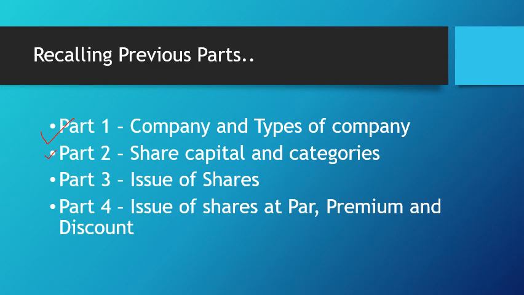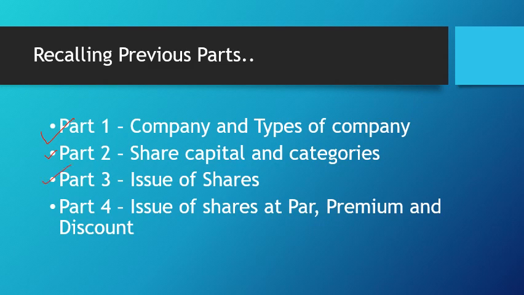And part 3 was related to the issue of shares, how the shares can be issued, and the journal entry or the accounting treatment for recording this issue. In that chapter we have seen the different stages of collecting due amount from shareholders, such as application, allotment money, call monies, etc. And we have seen the accounting treatment as well.